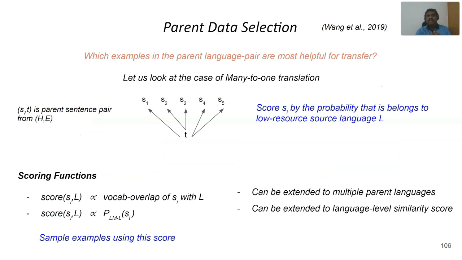The last question we'll address is the question of parent data selection. Which examples in the parent language are most useful for transfer?